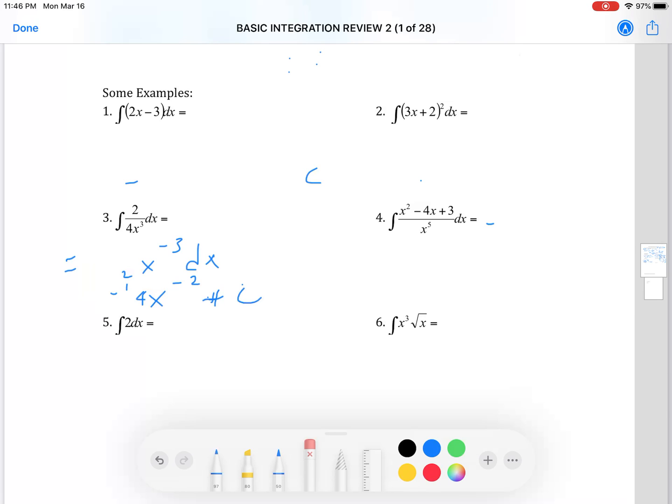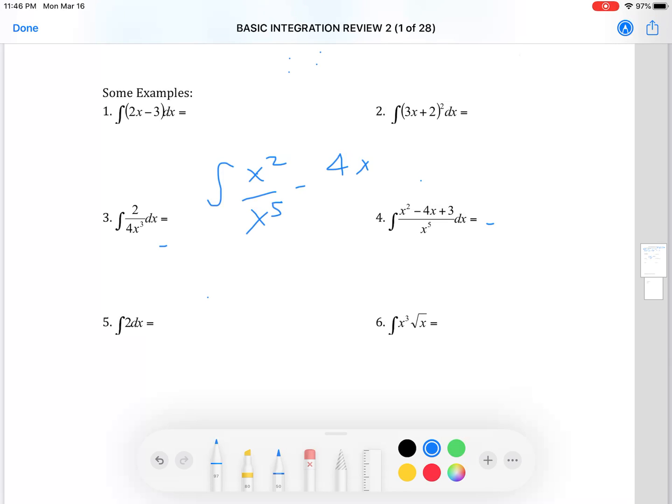Just like the board at school. All right. There's C, remaining C. All right. So anyways, I got my x squared over x to the 5th. So I'm just going to showcase the property of exponents individually. So we have a common denominator, minus 4x over x to the 5th, plus 3 over x to the 5th.